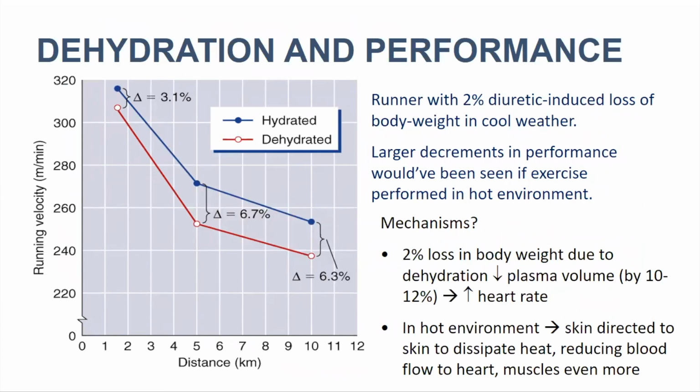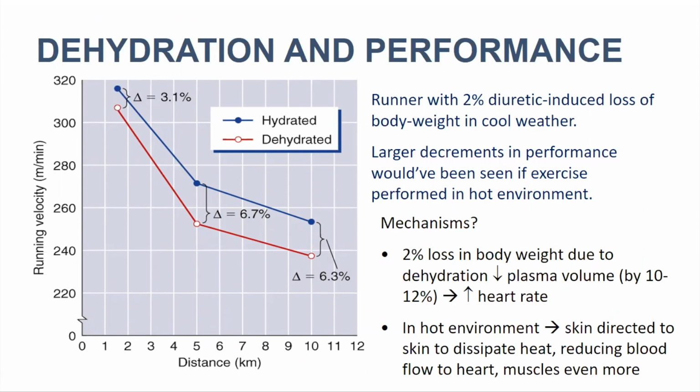So a body weight loss of 2% due to dehydration is enough to impair performance. So what this slide is showing is that somebody who's hydrated in blue versus a subject who is dehydrated in red. The hydrated subject is going to be able to maintain a higher running velocity compared to the dehydrated subject.